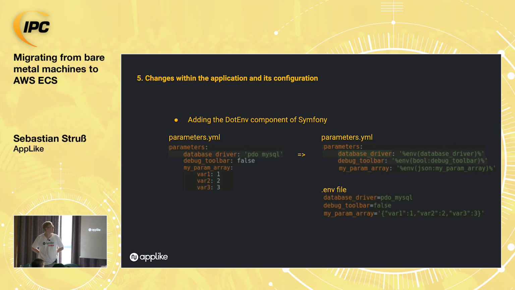Another positive thing there is we can tell it how to parse a value. So we can say, okay, the debug toolbar, that's a bool, either true or false. And we can also say, okay, interpret the input as JSON, and then we can have our array or object there to reuse it.